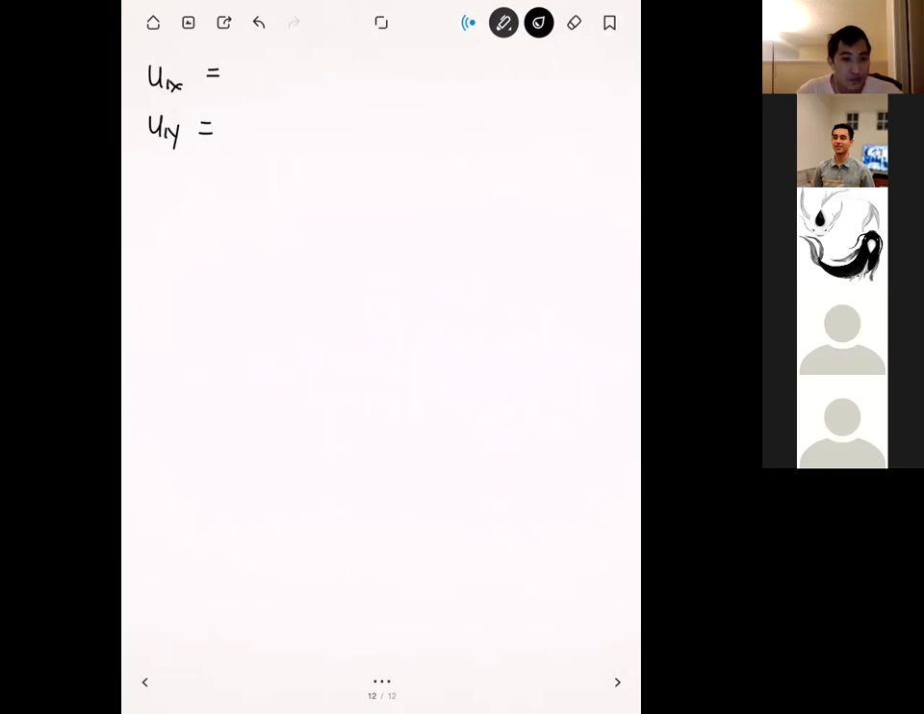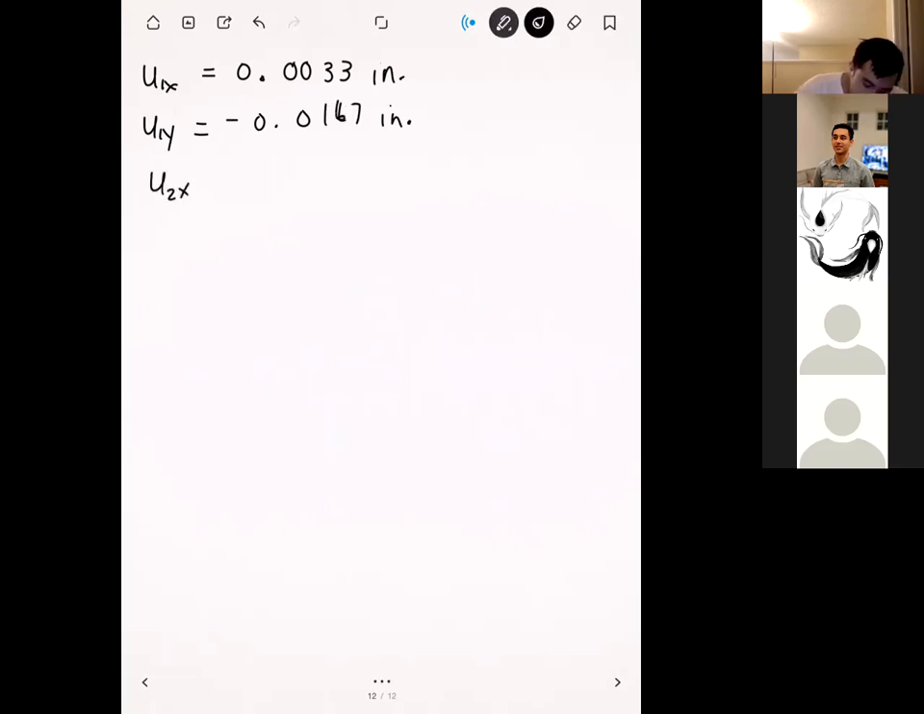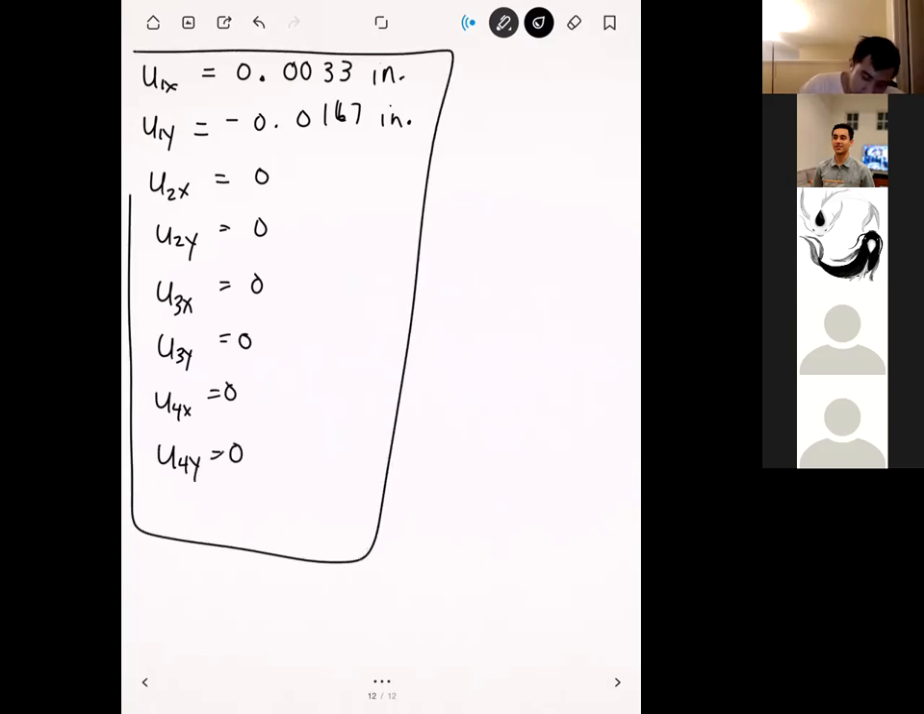Okay. And so when we plug this into MATLAB, we get the following solutions. UX is going to be 0.0033 inches. Okay. UY is going to be minus 0.0167 inches. Okay. And all the other ones are going to be 0 because those are our Dirichlet boundary conditions. Okay.